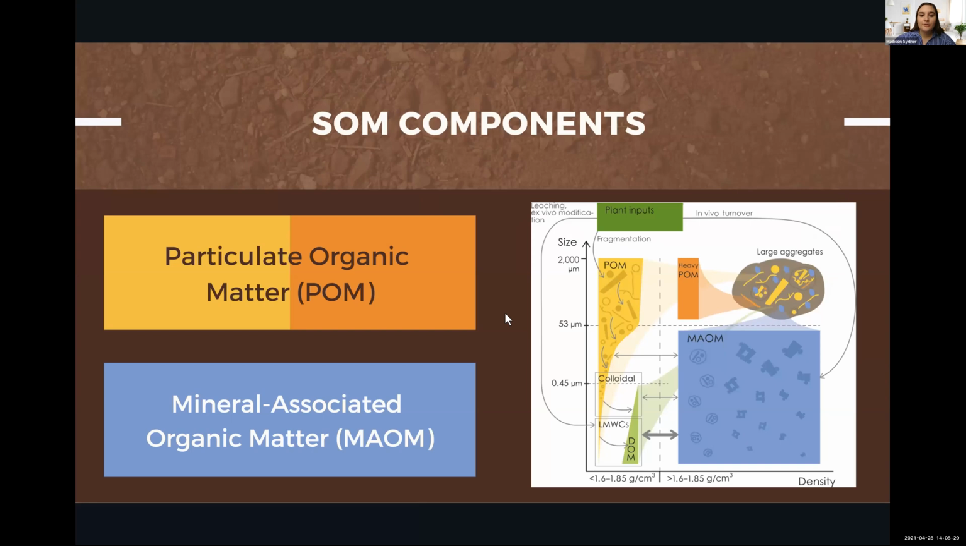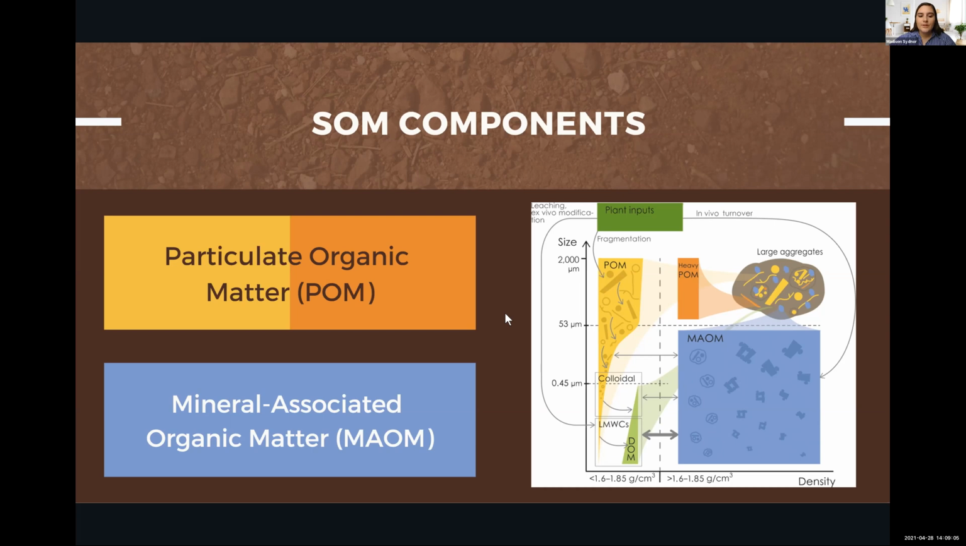So recently, a framework for separation that has gained popularity suggests that SOM can be separated into particulate and mineral associated organic matter. This is because these fractions differ based on properties like formation, persistence, and function in the soil. Particulate organic matter, or POM, is the less protected fraction and is more available to be decomposed. It's basically plant matter, little twigs and leaf litter that hasn't been decomposed yet.